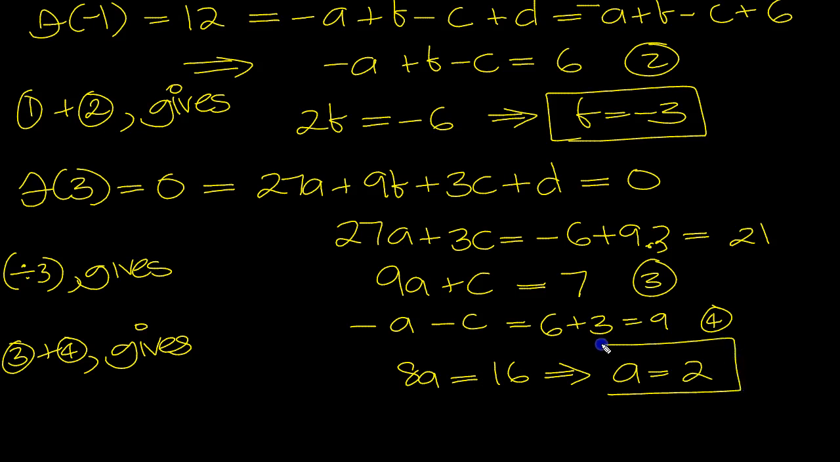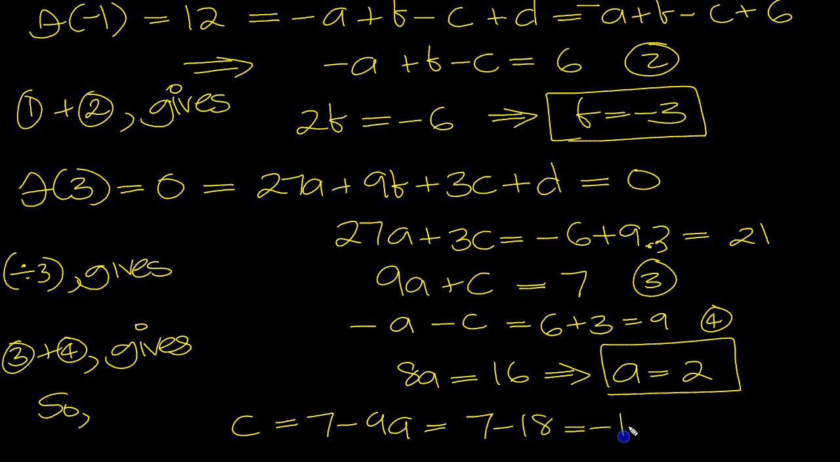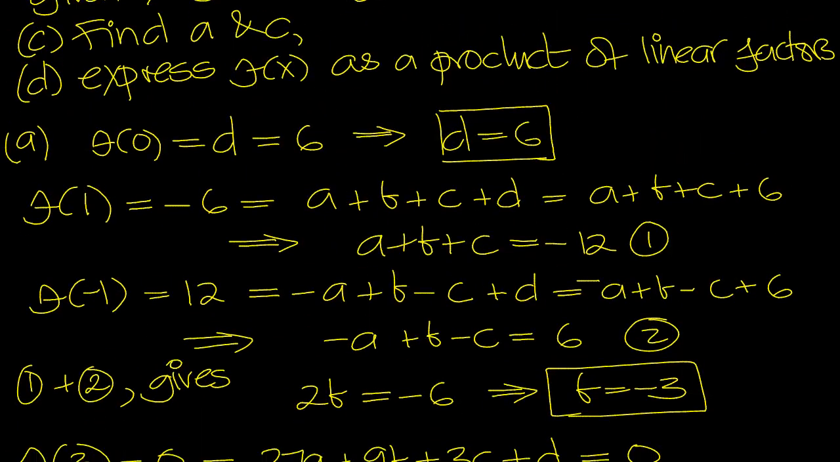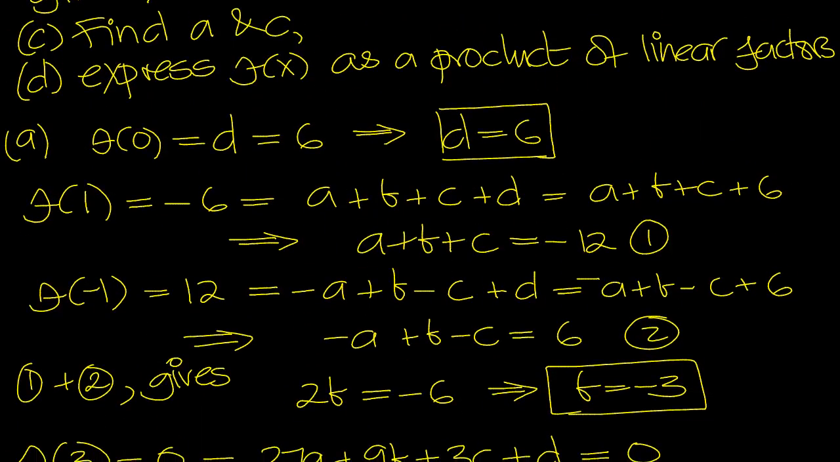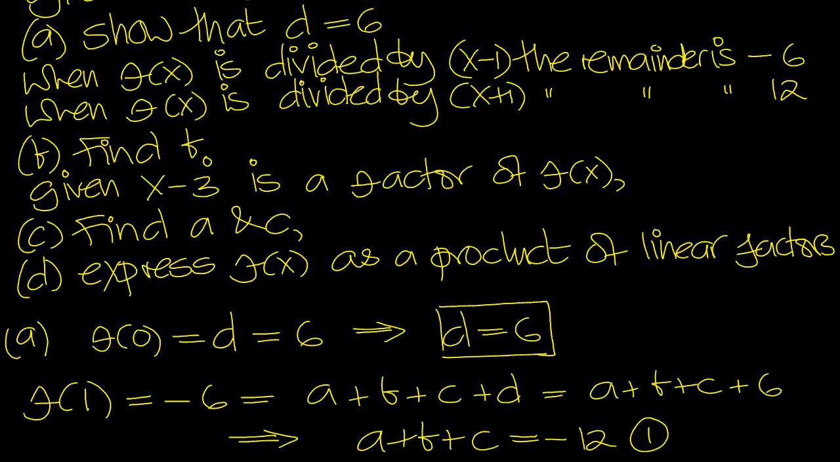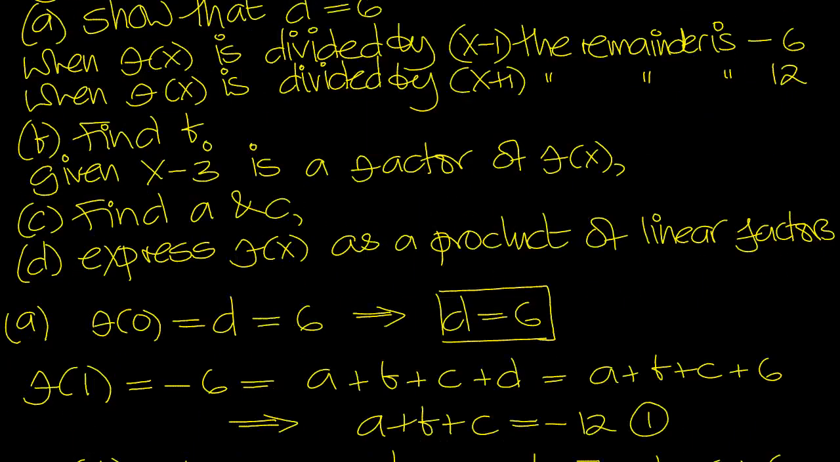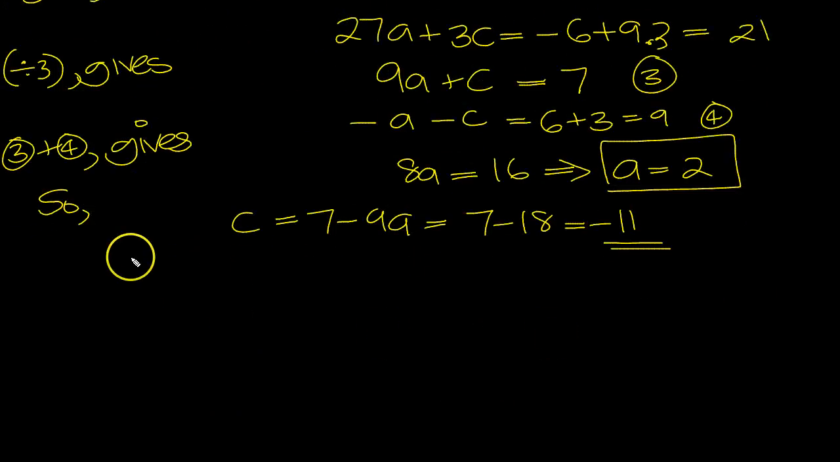And if a is equal to 2, then c, 7 minus 9a, 7 minus 9 twos is 18, minus 11. So there's a, b, c, and d then. Express f of x as a product of linear factors. Okay, so ax cubed, bx squared, cx, and d. So let's write it down, shall we?